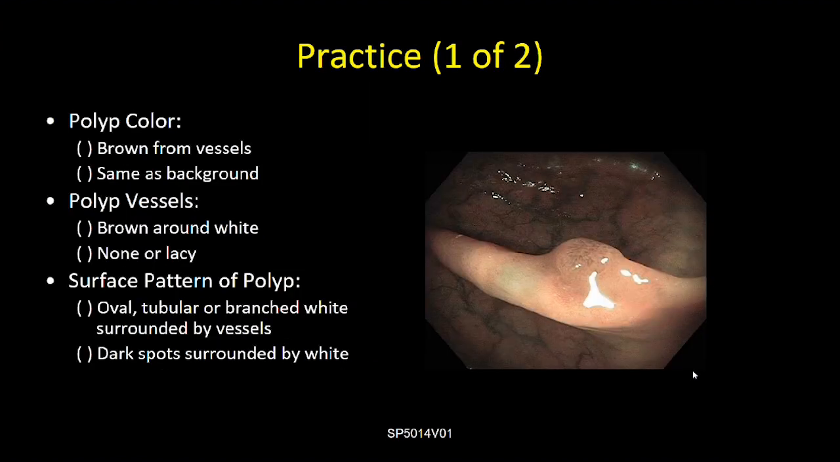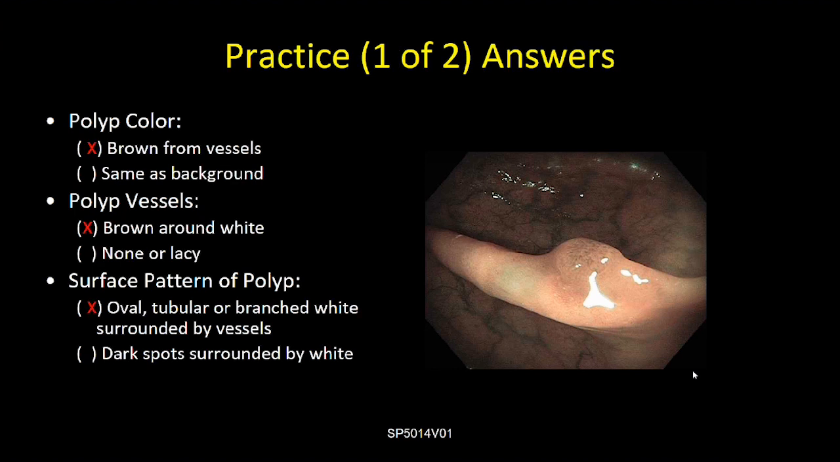Let's look at this one. The color. Is the color different? Yes, it's different from the background. Are the vessels brown, surrounded by white? I think so. It looks a little bit of a pattern of more of a branched tubular gyrus pattern that we saw with the adenomas before, and that's how we would describe the pattern.